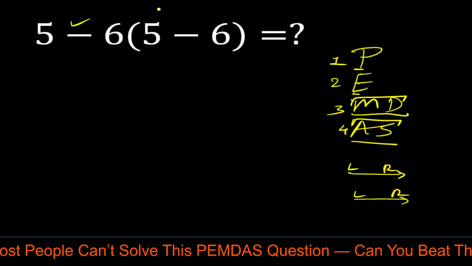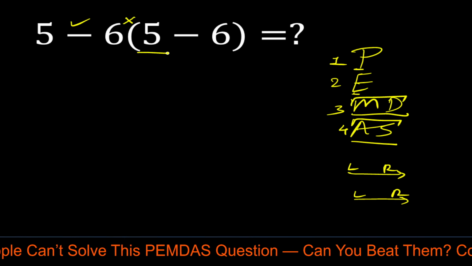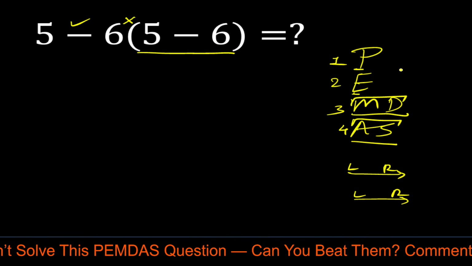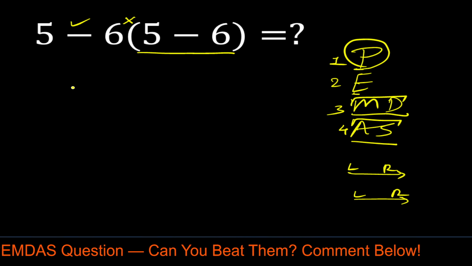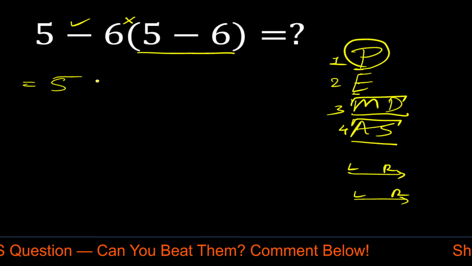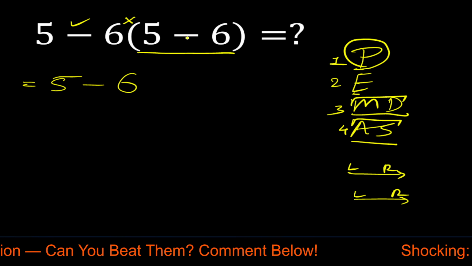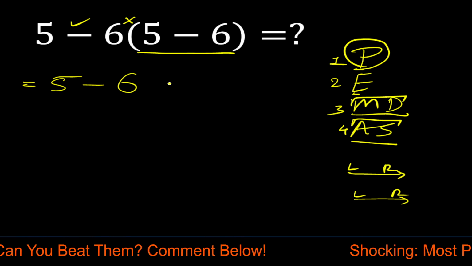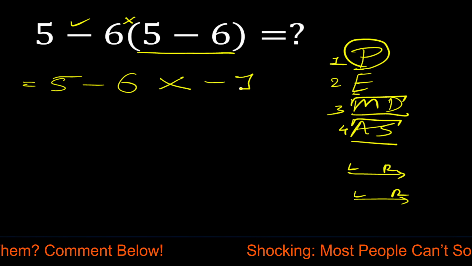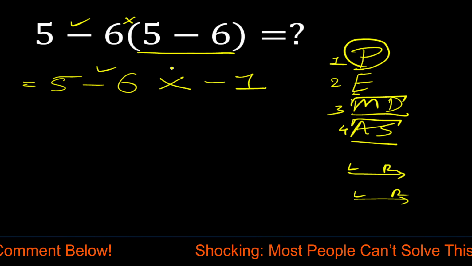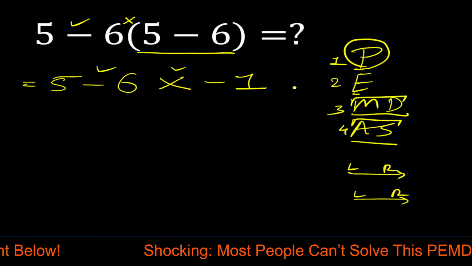So in this question, here we have subtraction, here multiplication, and here parenthesis, right? So according to the PEMDAS rule, first we have to solve the parenthesis. So now 5 minus 6. Now solve this parenthesis first. 5 minus 6 is equal to minus 1, right? So times minus 1. Now here we have subtraction and here multiplication.